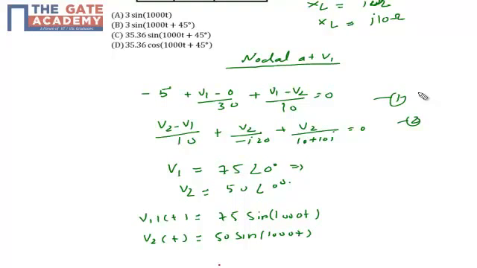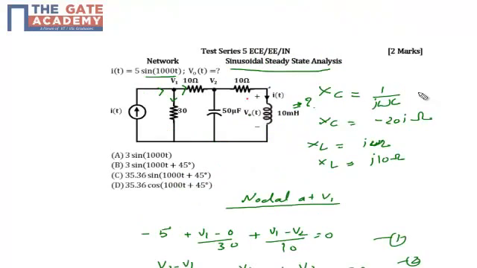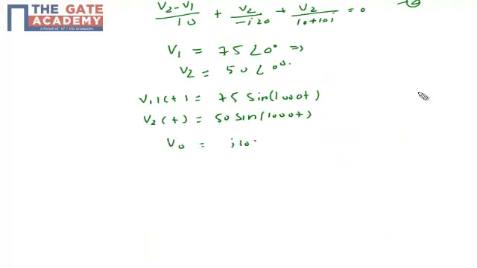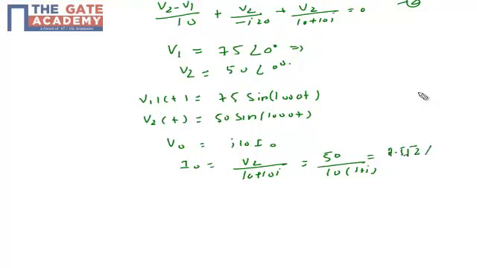We need to find V0, which is the voltage across the inductor. If I name the loop current I0, then V0 is equal to j10 times I0, where I0 is nothing but V2 by (10 plus 10j), or 50 by (10 plus 10j), which is 2.5 root 2 with an angle of minus 45 degrees. So this is my current I0.